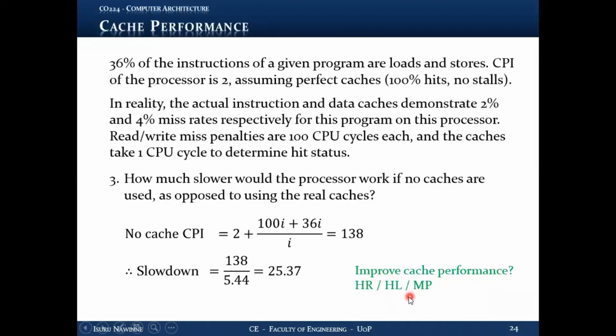Hit rate, hit latency, and miss penalty. So first thing is, let's talk about hit rate. Can you come up with some suggestions about how to improve the hit rate of the cache? Let's assume that our program and CPU, ISA, everything is fixed, right? So we can't go and change anything from the cache side. What improvements can we do to get a better hit rate? Can you suggest something?